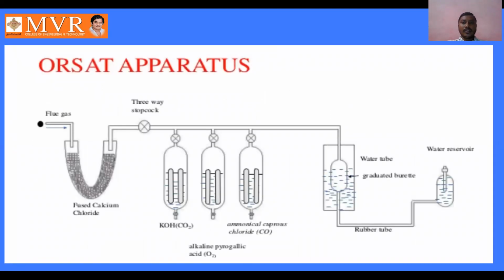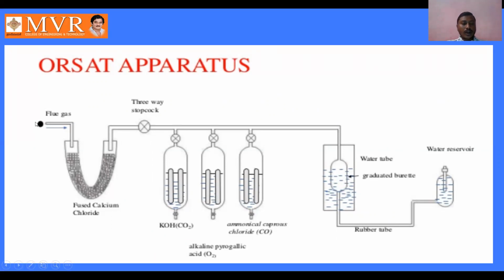We can observe clearly in the Orsat apparatus here that after the complete combustion process, the flue gases enter into this U-tube shaped glass tube containing fused calcium chloride. The flue gases directly enter this U-shaped glass, and when the three-way stopcock valve is opened, these flue gases are sent through this horizontal pipe to the graduated burette here.